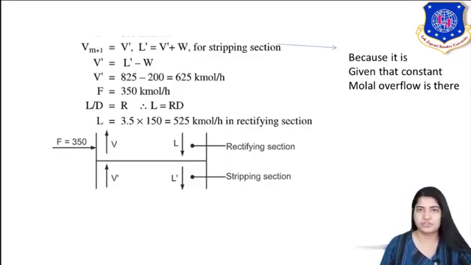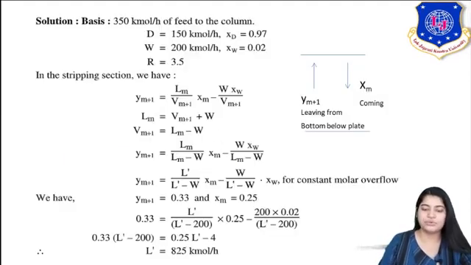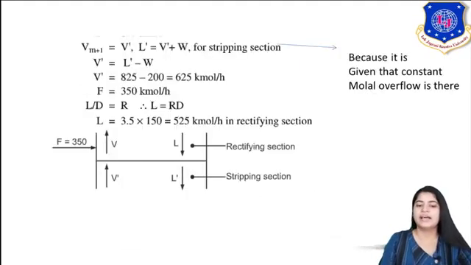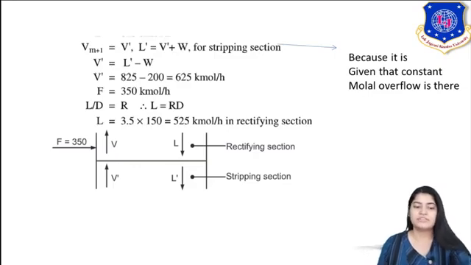What is the reflux ratio? L by D. Therefore L equals RD. So L is equal to 3.5 into 150, since the distillate value is already given to you. Hence your liquid flow rate in the rectifying section is 525 kilomole per hour. Hence from here, F is 350 kilomole per hour.